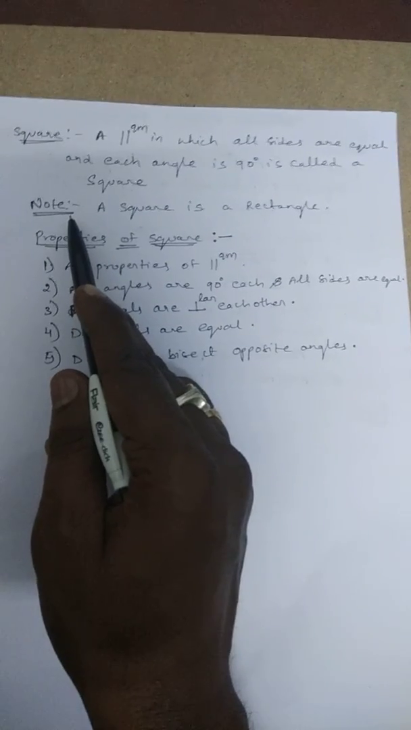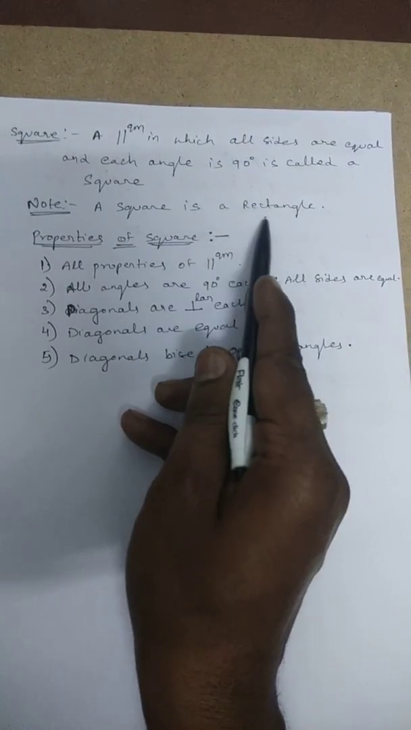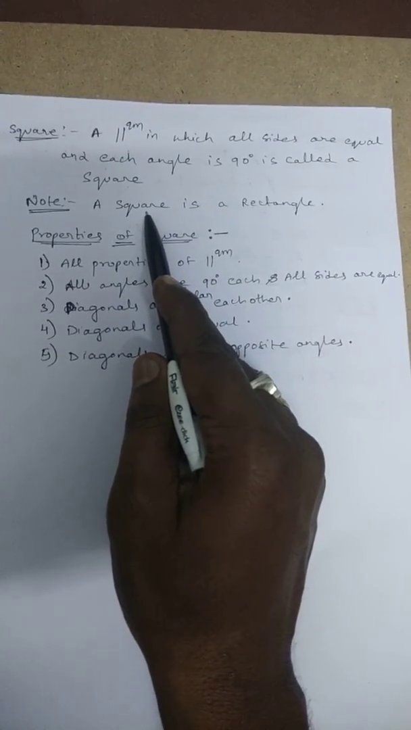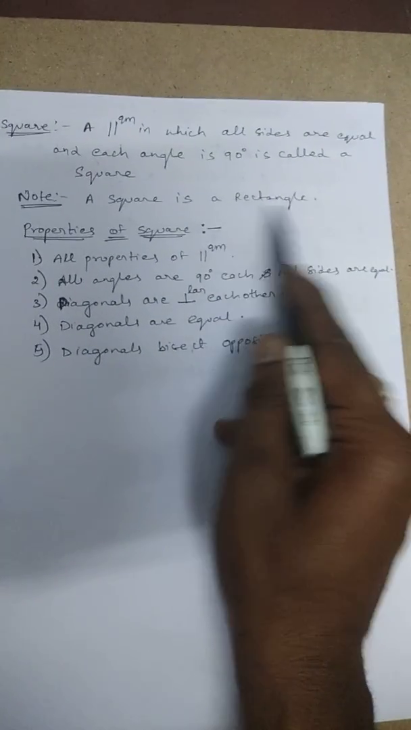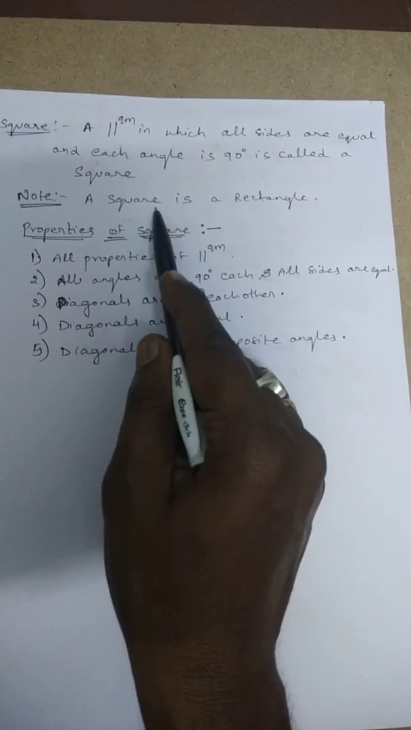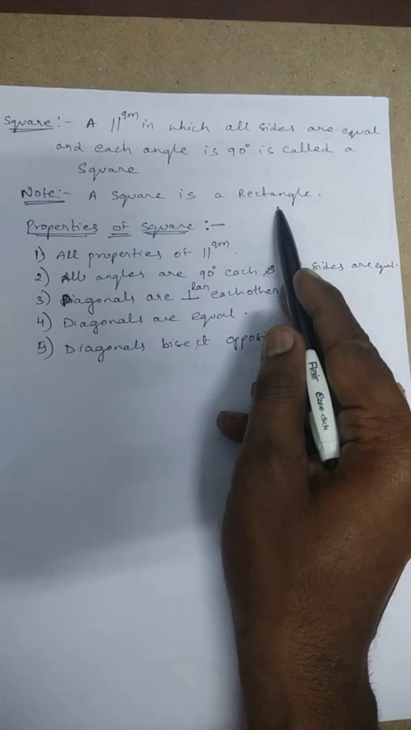Note, most important thing, a square is a rectangle because a square holds all the properties of the rectangle. Whatever the rectangle properties are, all the properties are held by a square. That's why a square is a rectangle.